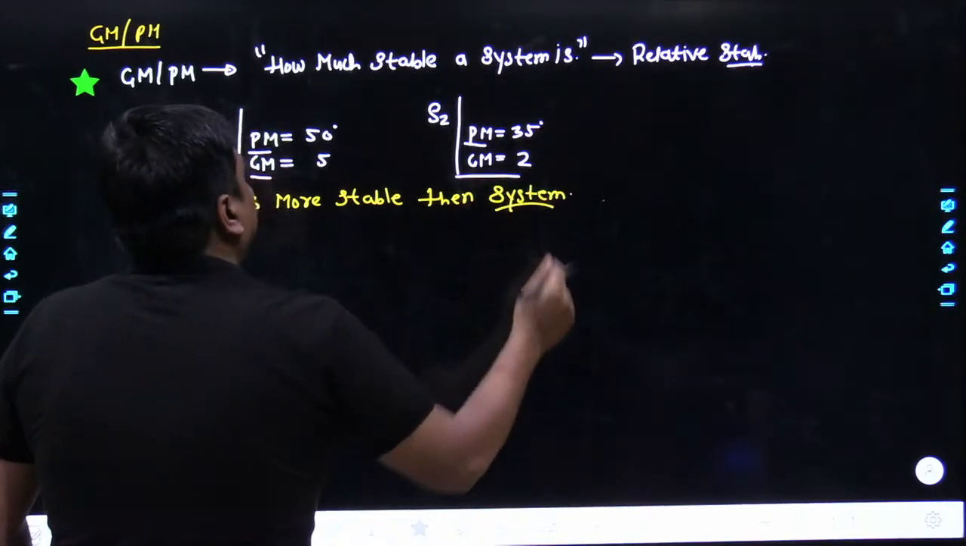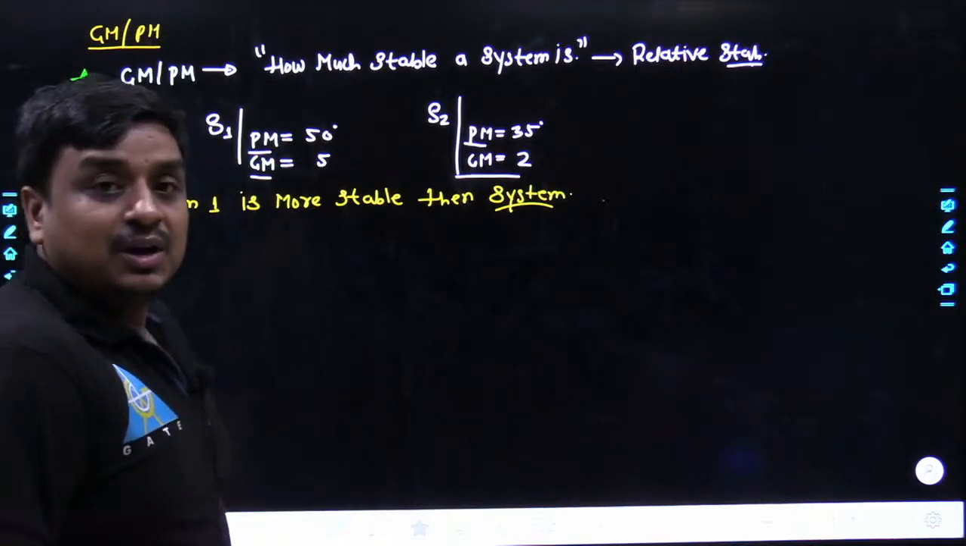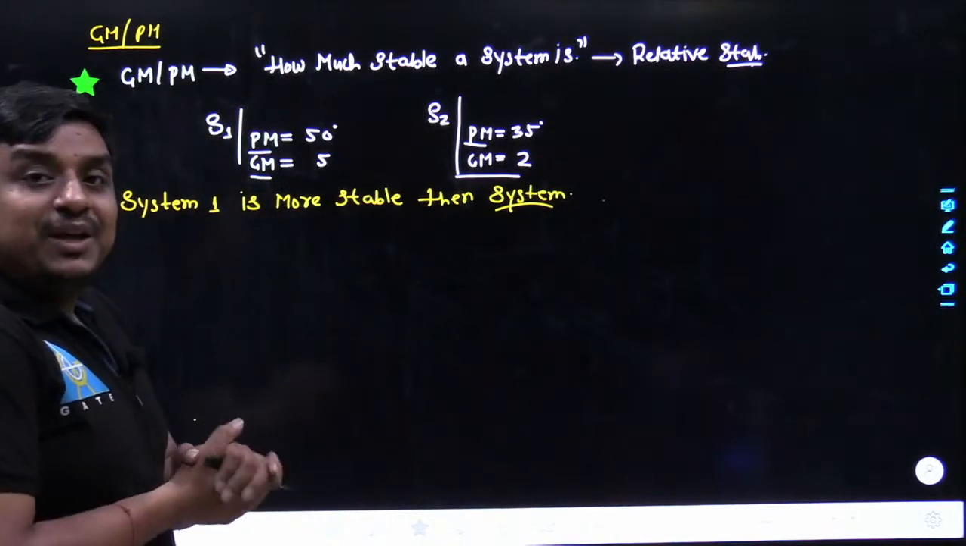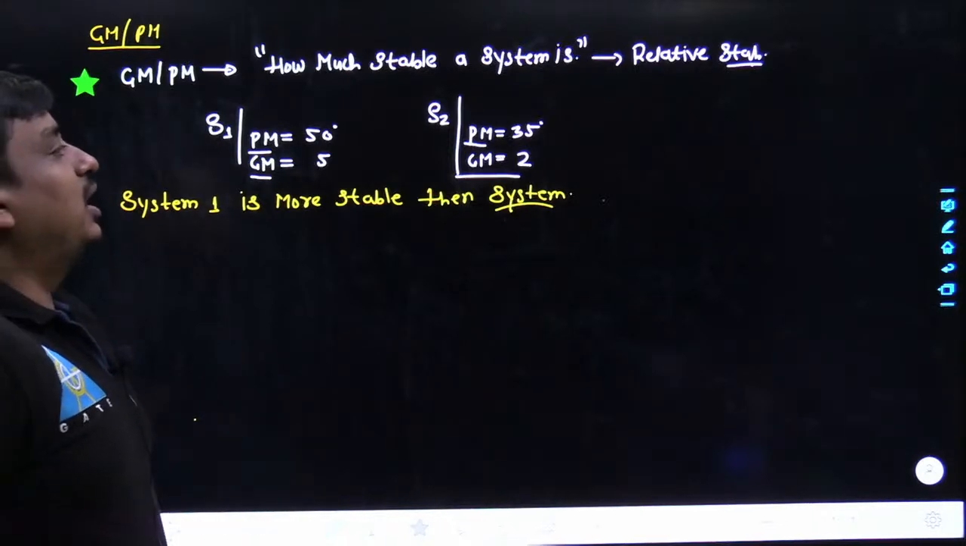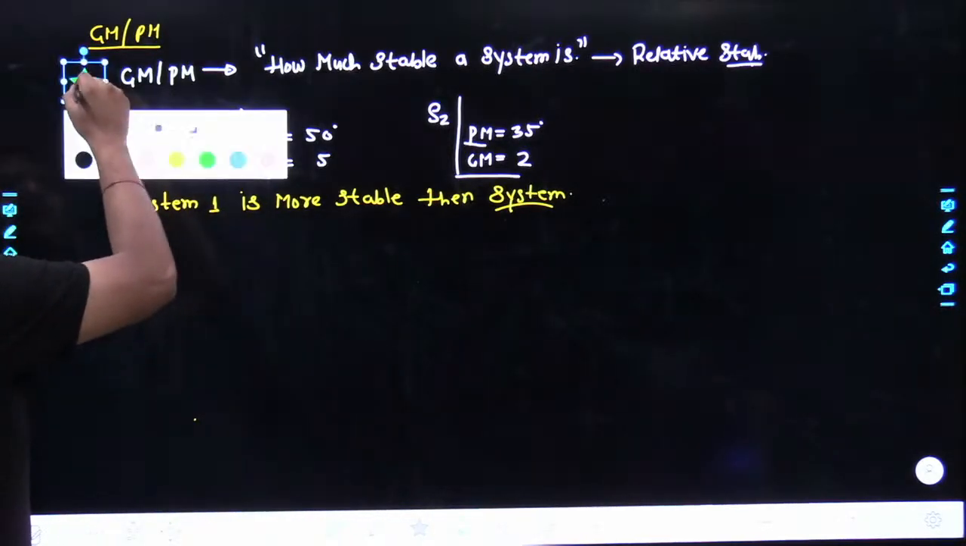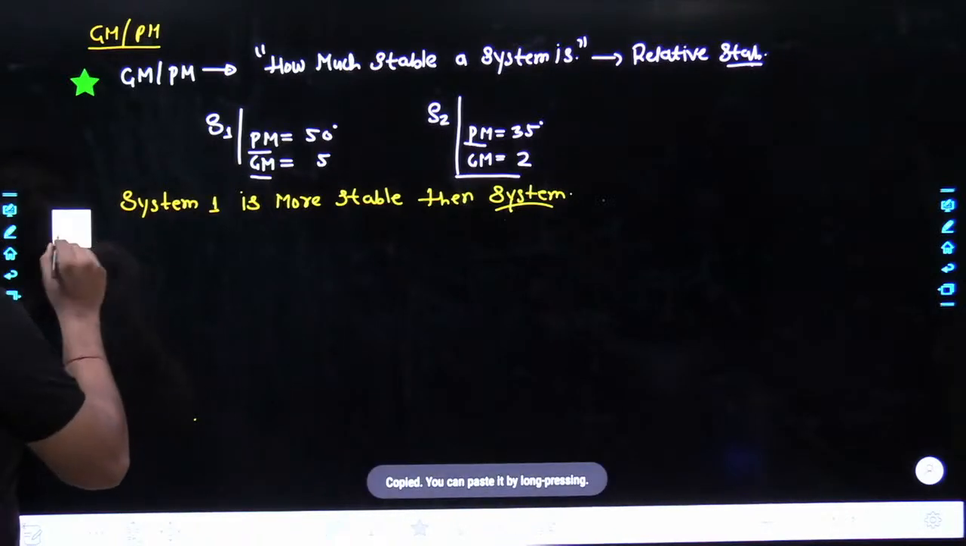Somewhere you can write: higher the value of PM and GM, higher the stability. I would repeat once again, higher the value of PM and GM, higher the stability. The first point must be clear to all of us. That's fine. Let me go ahead with the second important point.